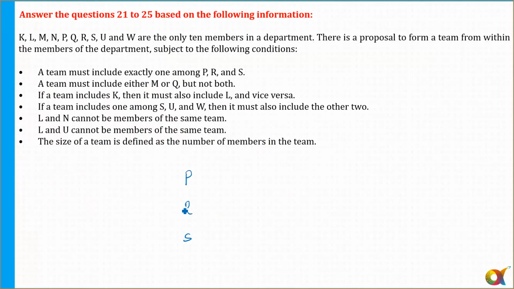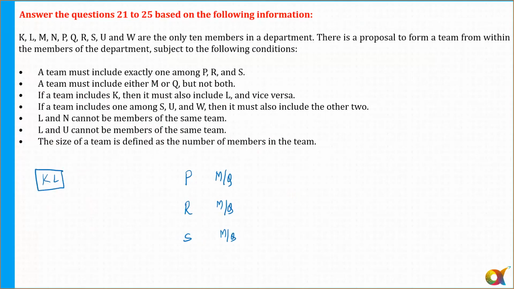Now next, a team must include either M or Q, but not both. So in each of them, either M is there or Q is there. All right, M or Q is there. I can take it here. Now, third, if a team includes K, then it must include L and vice versa. So K and L will always come together.